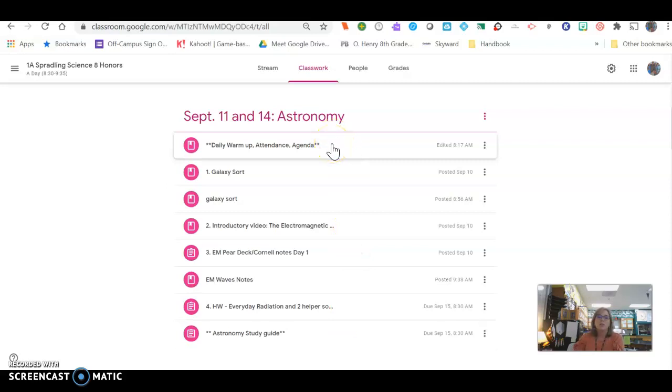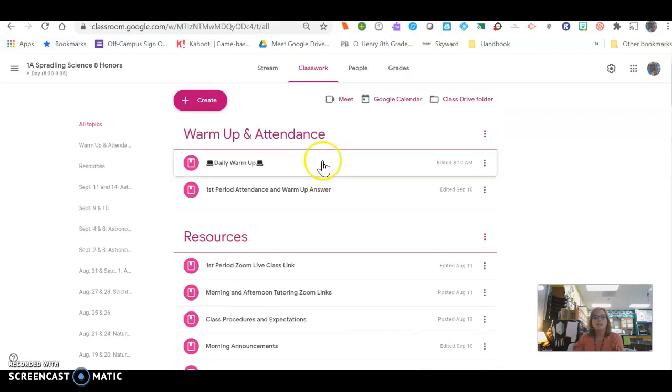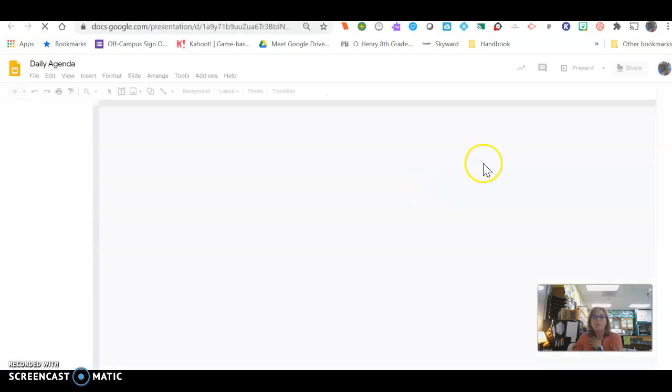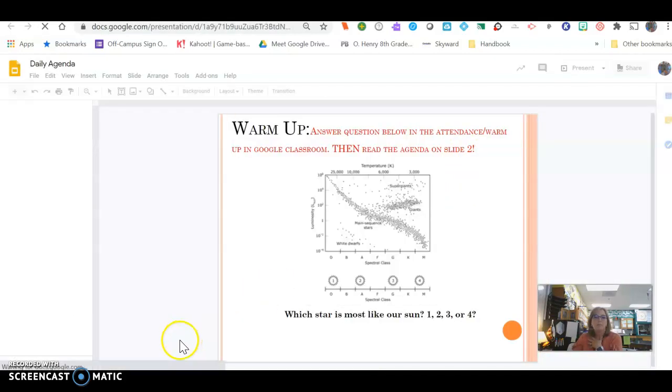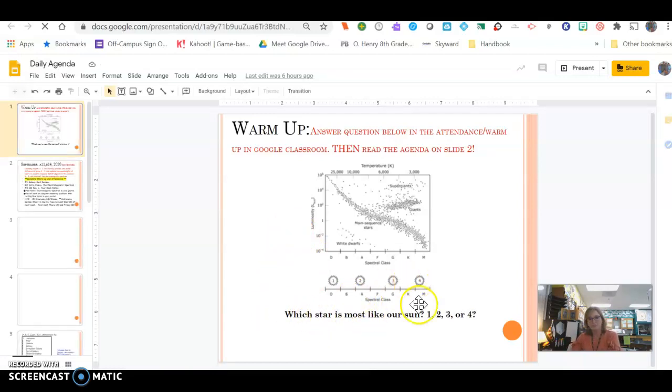So for our daily warm-up and attendance, it tells you to scroll to the top to complete that. It looks a little different today. I'm trying a new process. So we'll click here for our daily warm-up. We have our warm-up slide. And our warm-up asks which star is most like our sun. Is it 1, 2, 3, or 4?